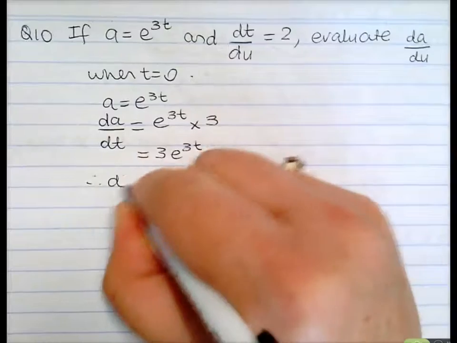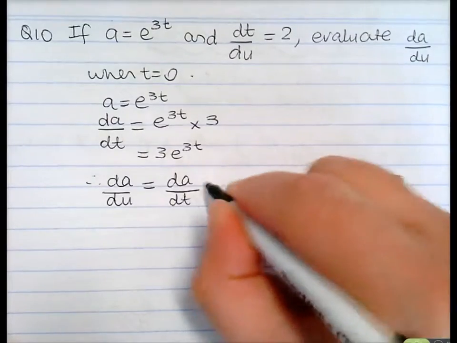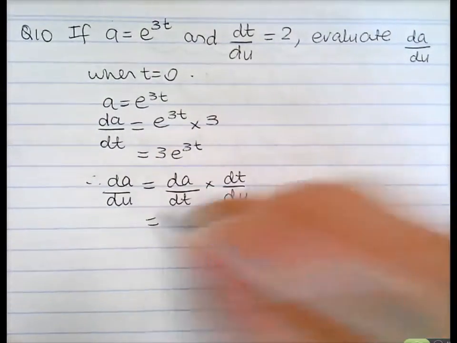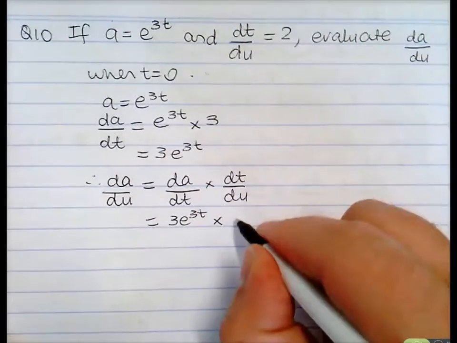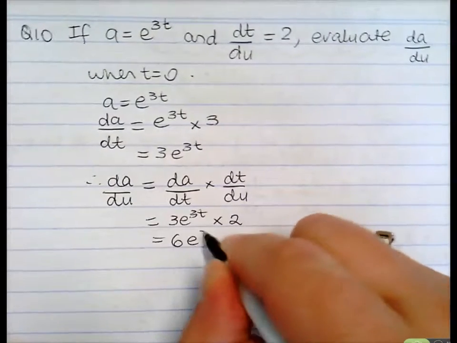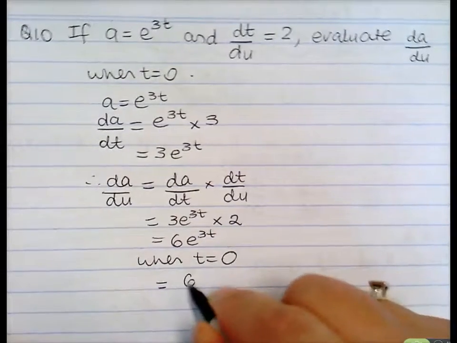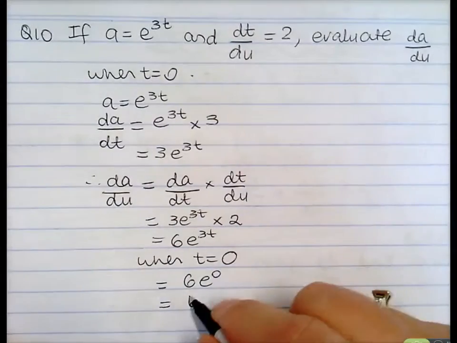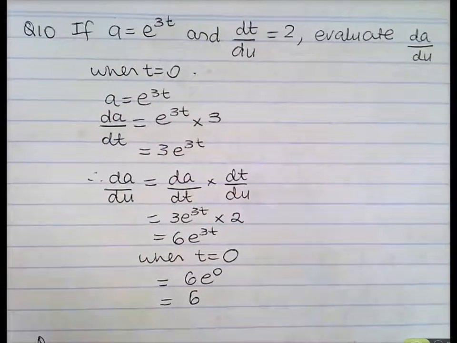So therefore, dA/du is dA/dt times dt/du, exactly the same, nothing too hard. So it's 3e to the 3t times 2, which is 6e to the 3t, and you can substitute when t is 0. You just get 6e to the 0, which is 6. So they're fairly straightforward. Now we'll do some proper questions. That's just practicing using the chain rule. That's all we've done. One with a log, one with an exponential. I didn't do a trig one, but you can do them. Question 11.